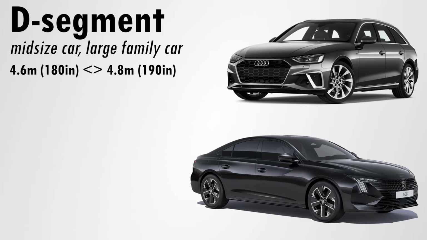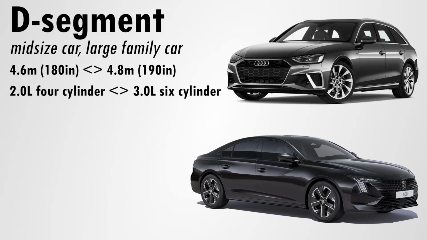The overall size is anywhere between 4.6 meters or 180 inches and 4.8 meters or 190 inches, roughly. The D segment cars typically come with 4-cylinder engines that hover around 2 liters of displacement, although lower price brands will offer engines below 2 liters. Rare exceptions are 1.2 or 1.5 liter turbocharged 3-cylinders for the absolute base models. On the other end of the spectrum, you can find engines as big as 2.5 or 3 liters with 5 and 6-cylinder engines for performance versions of luxury cars. Electric versions are also available.